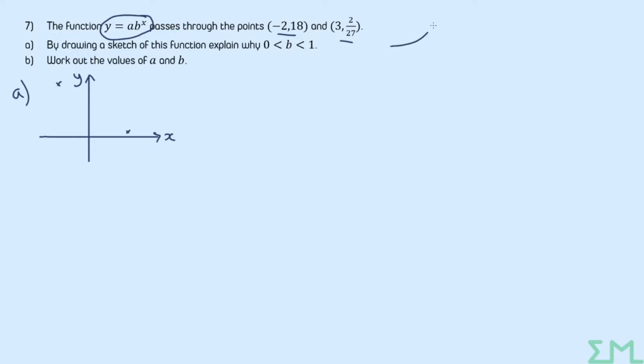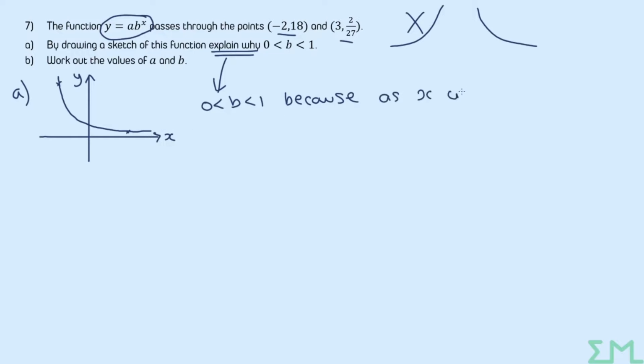This either has this shape, or it comes down and has a shape like this. Now clearly, looking at where these points are, it's impossible for it to have the first one, so it's not that kind of shape. It's the ones that come down, ones that I find just a little bit harder to draw. So we'll go like this. And explain why. Well, b is between 0 and 1 because as x increases, y decreases.